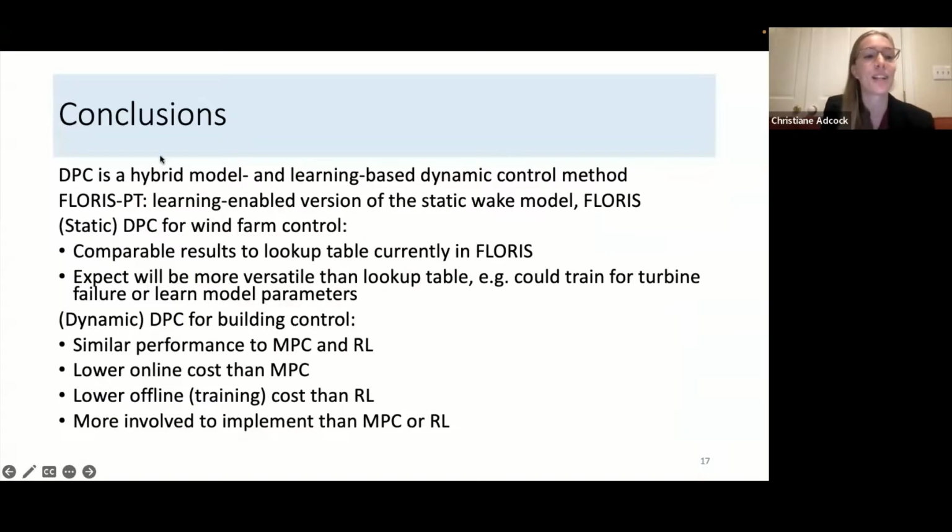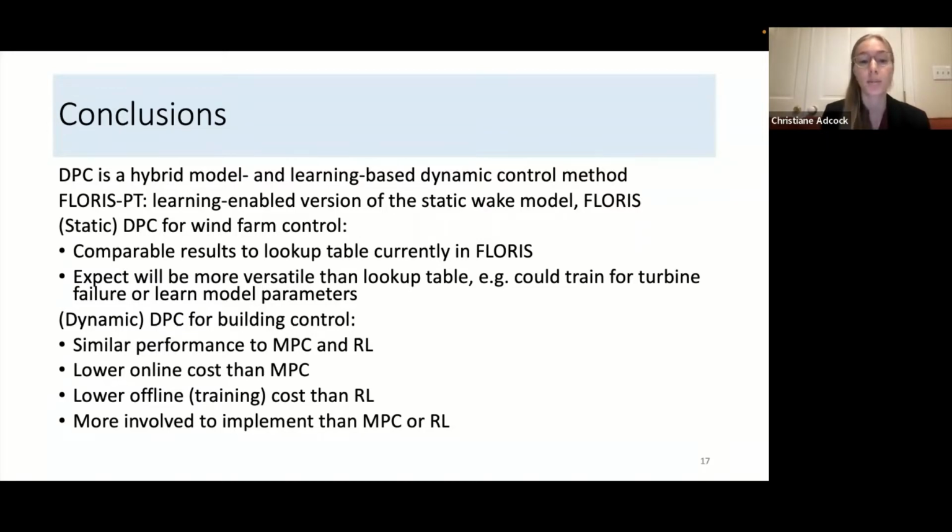Okay, so to conclude, DPC is a hybrid in between a model and learning-based dynamic control method. I presented a PyTorch implementation of FLORIS, which is basically just a learning-enabled version of that model. I showed what DPC can look like in a static wind farm control setting. I get comparable results to a lookup table, which is currently what gets used with FLORIS or other static wake models. However, I expect that it will be more versatile than a lookup table. For example, you could train to consider turbine failure or learn model parameters more easily than with a non-learning enabled version of FLORIS. And then I showed results for dynamic DPC applied to building control.